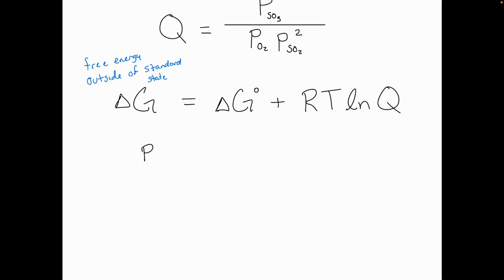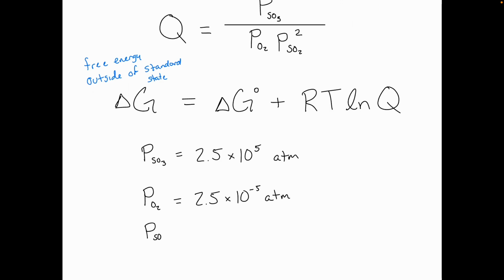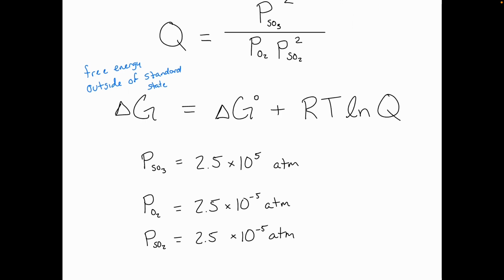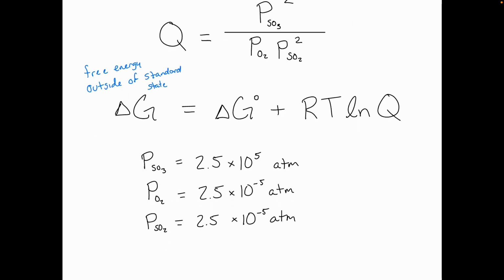Okay, so let's say that the pressure of the sulfur trioxide we're going to start out with is 2.5 times 10 to the fifth atm. All right, so we got a ton of product in there. And we're going to start out with our reactants at a very low pressure, 2.5 times 10 to the negative 5 atm for oxygen, and 2.5 times 10 to the negative 5 atm for our sulfur dioxide. And we're going to plug this into our reaction quotient to figure out what Q would be. And then finally into this equation here to figure out whether or not the reaction is spontaneous under these conditions.